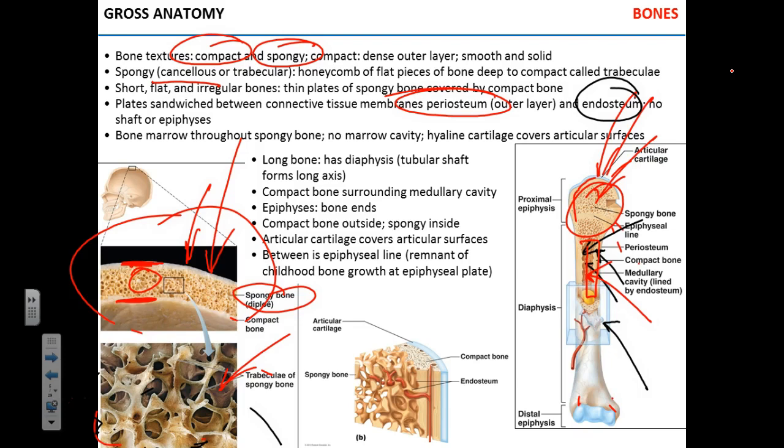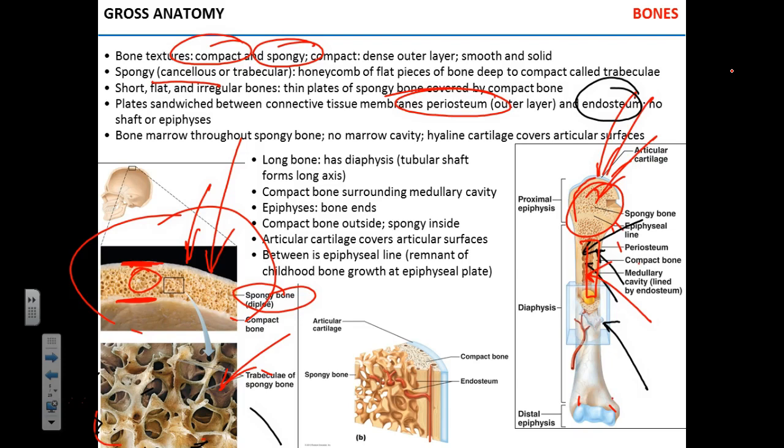Does that make sense? So if you think about the structure of the flat bone or short bone or irregular bone, you can think of it as a sandwich. Compact bone, spongy in between. Spongy bone is filled with bone marrow. Periosteum on the outside, and lattices of spongy bone are covered with endosteum.